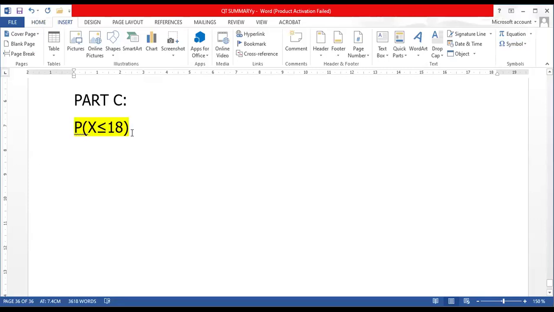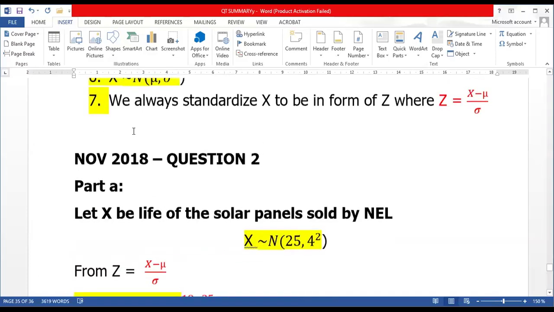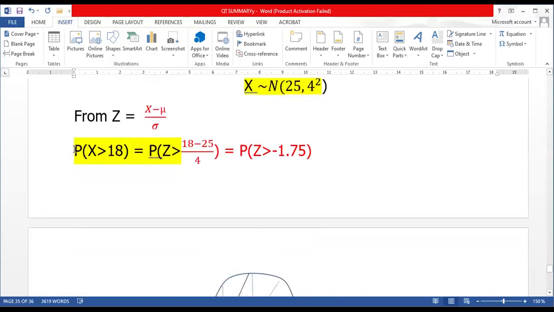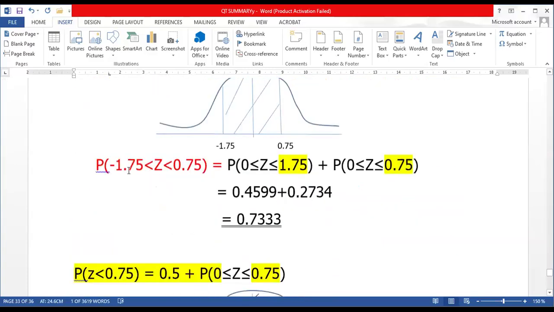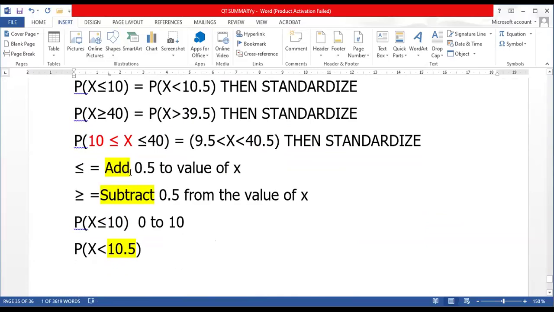Yes, there it is, 18 or below, technically. But how can I get this probability? Already I know the total probability. From your part A, you already have the probability that the lifetime exceeds 18. But here you want the probability of X that is less than or equal to 18. So I can reason very fast.